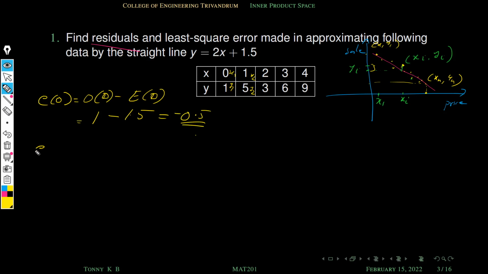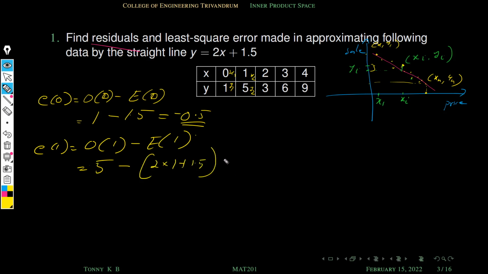Similarly, you can find E of 1. What is E of 1? Observed value at 1 minus expected value at 1. What is the observed value at 1? That is 5. What is the expected value at 1? That is from the straight line, 2 into 1 plus 1.5. Clear? So this is equal to 1.5. So this residual is positive.